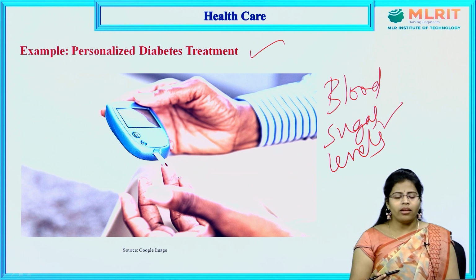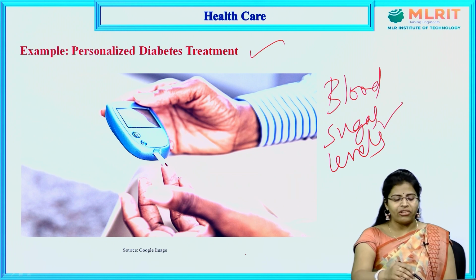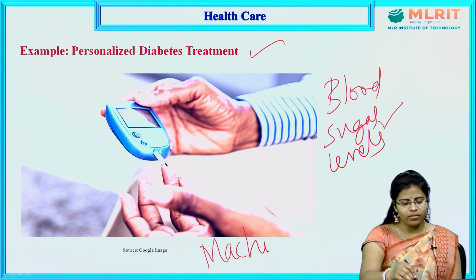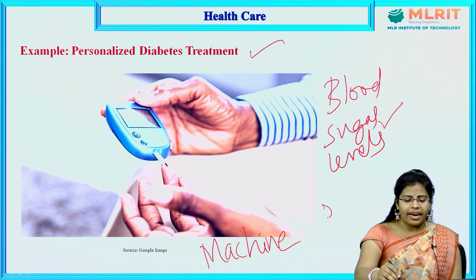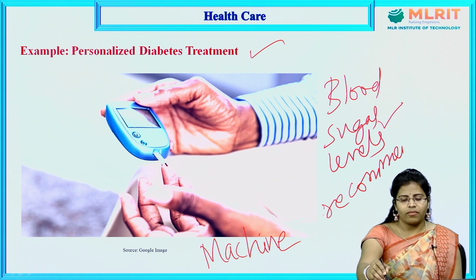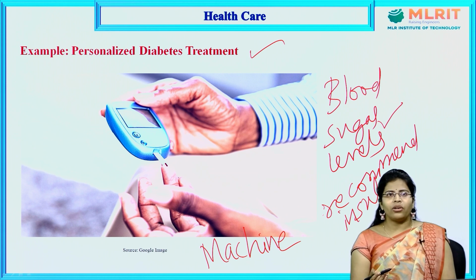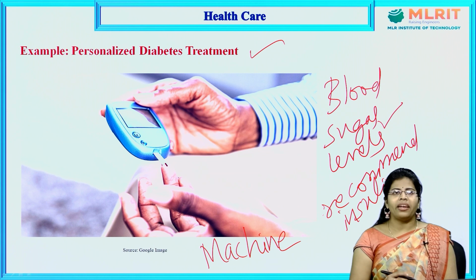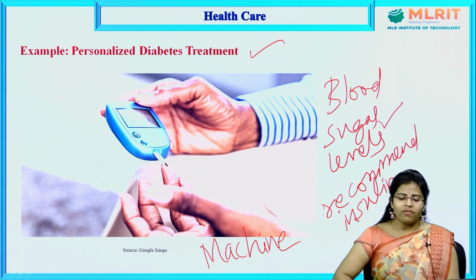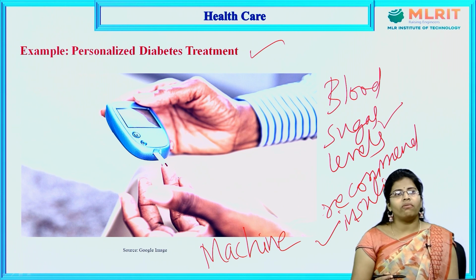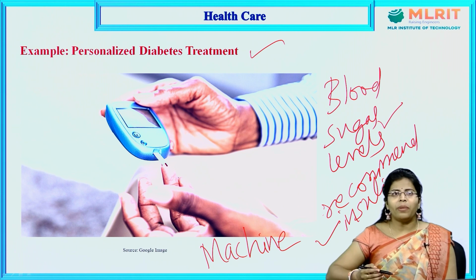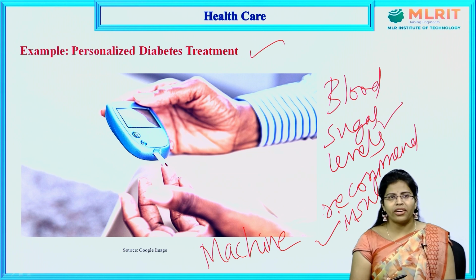Based on that, whenever the machine is going to recommend insulin for each person, it checks the blood sugar levels. So whenever the blood sugar is high, we should offer the insulin more. Whenever the blood sugar is low, it should offer the insulin less. That's how the personalized diabetes treatment machine is going to be trained on the insulin.